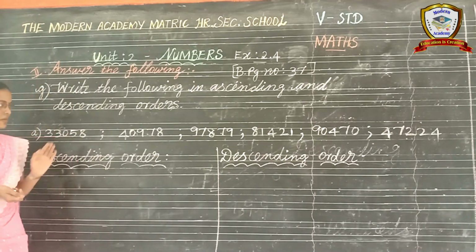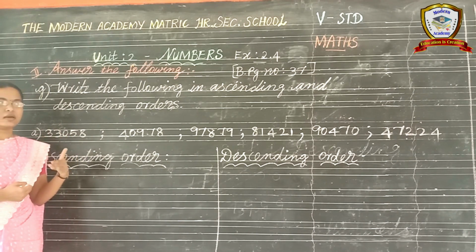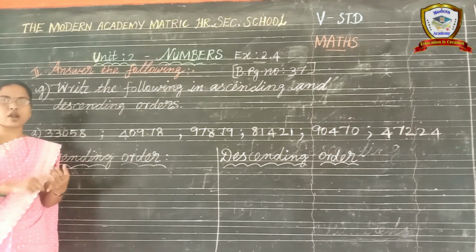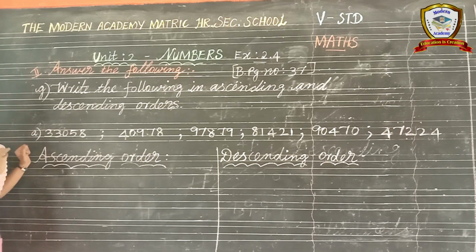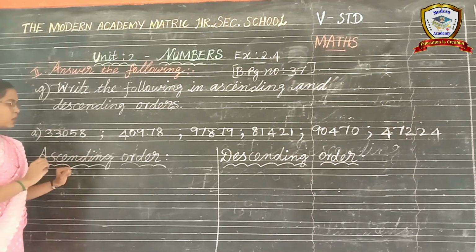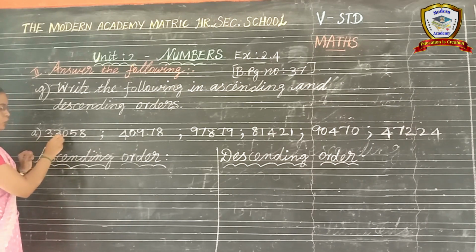Okay. Listen. First step, you have to compare the numbers. If you compare the numbers, we can easily identify which is the smaller number and which is the bigger number. Okay, I am going to compare these numbers. First you have to count the number of digits. 1, 2, 3, 4, 5. This is a 5 digit number.